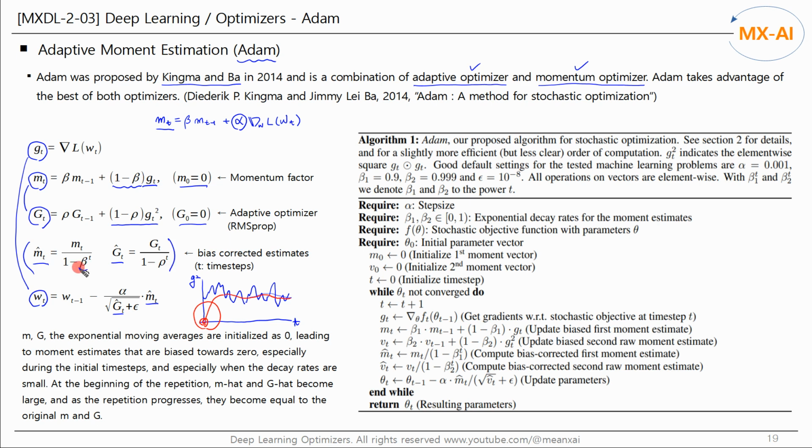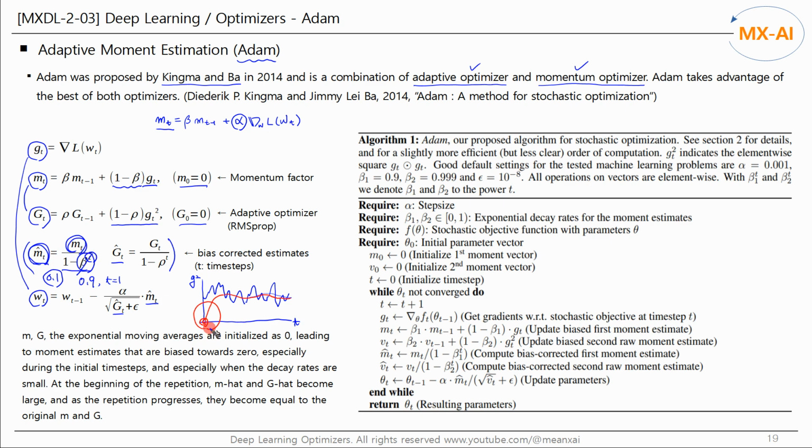Consider the beta to the power of t in the denominator. Let's say the beta is set to 0.9. At the beginning of the iteration, t is small. For example, if t is 1, the denominator 1 minus beta will be 0.1. Then M hat becomes 10 times larger than M. As t increases in the latter part of the iteration, the beta to the power of t approaches 0. Then M hat becomes similar to M.